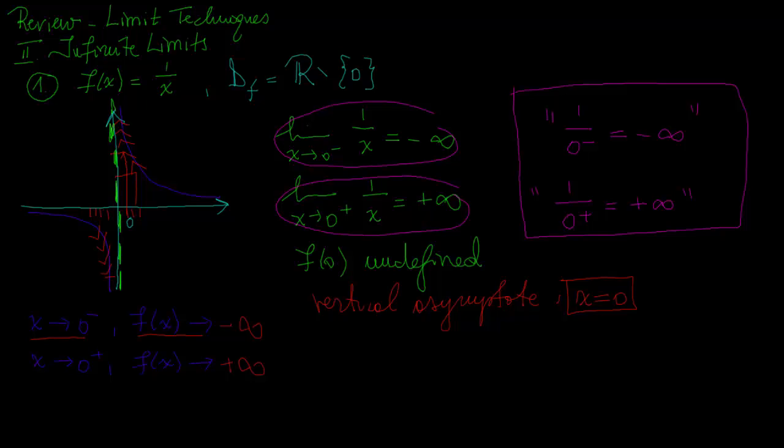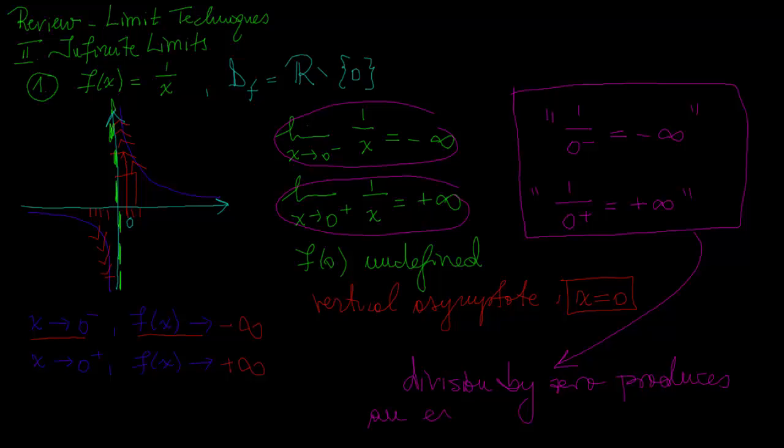But in some sense, it's easier to remember that division by 0 produces an explosion to plus or minus infinity, and therefore it is easy to remember that 1 over 0 from the left will be, of course, negative infinity, and 1 over 0 from the right will be positive infinity.